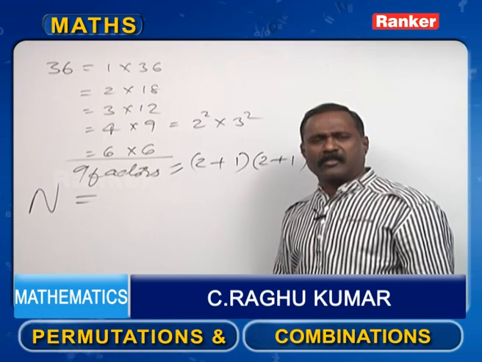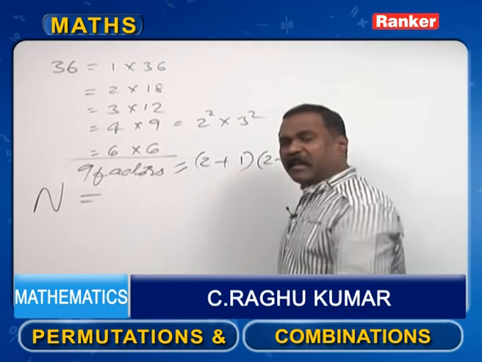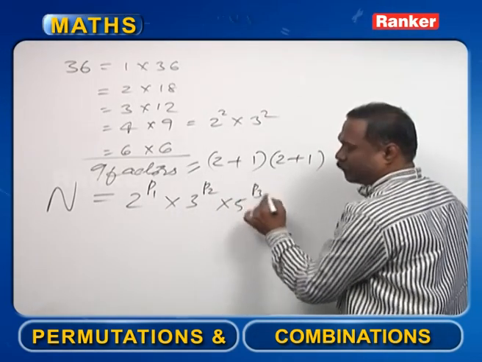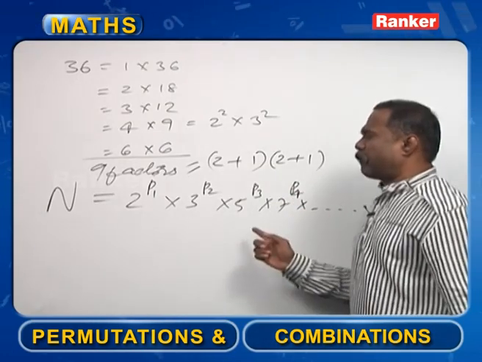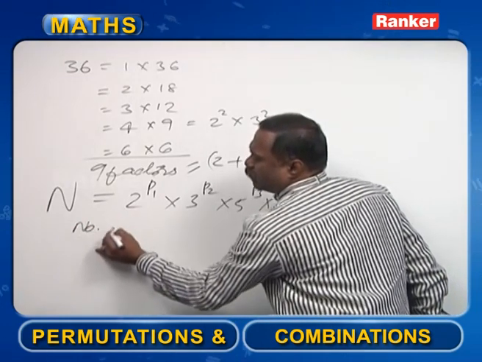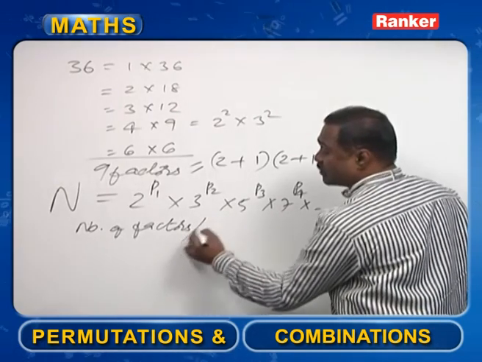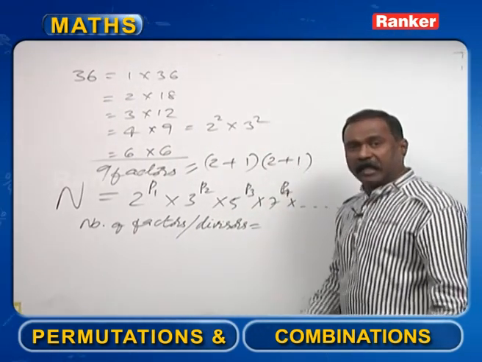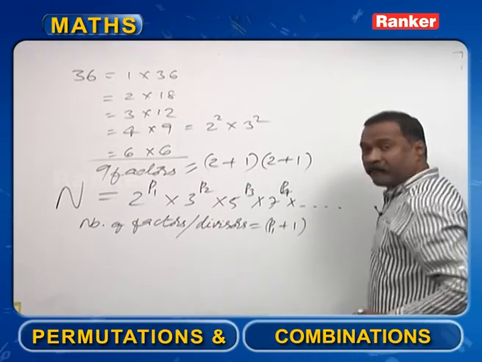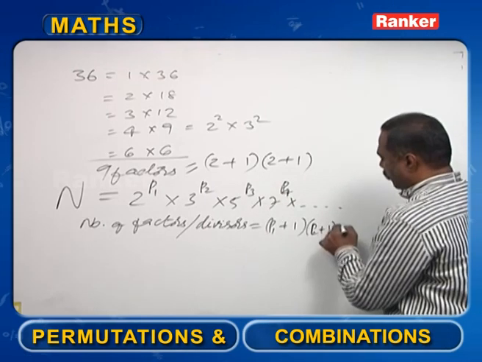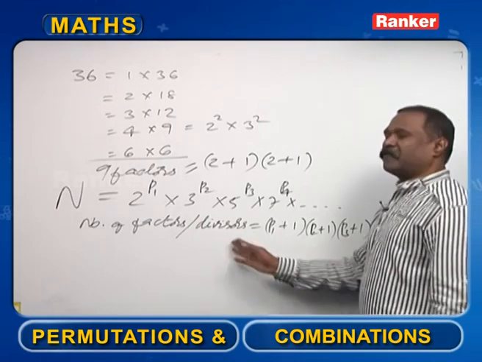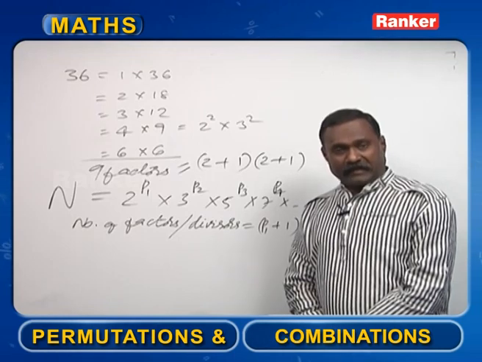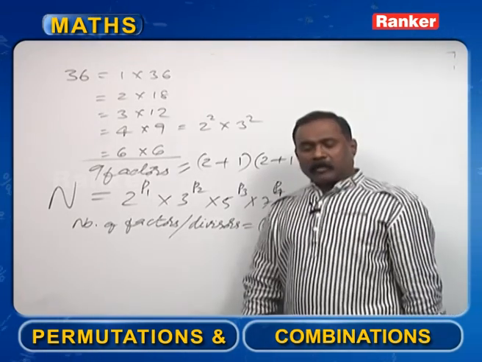So understand it, whenever a number is given like this, capital N, let me say a natural number, if you want the positive divisors or positive factors, you have to prime factorize it. What are the prime factors? It is 2 power P1 into 3 power P2 into 5 power P3 into 7 power P4 and so on. You have to prime factorize the given number. Then the number of factors or divisors, both are the same, is given by the power plus 1. So here, the number of factors is P1 plus 1 into P2 plus 1 into P3 plus 1 and so on. This will give you the number of factors or divisors of the given number N. Let us apply this to a problem. Forward. Next.